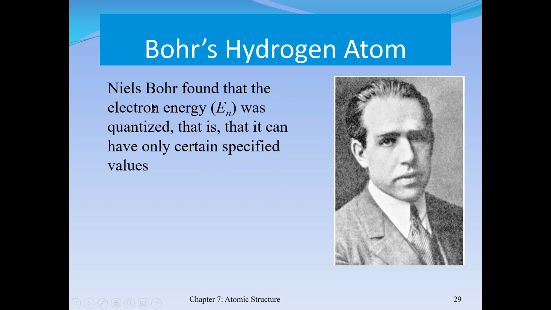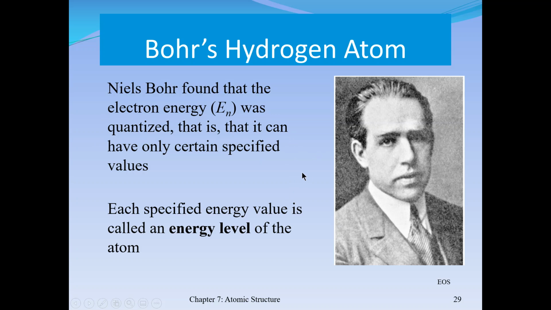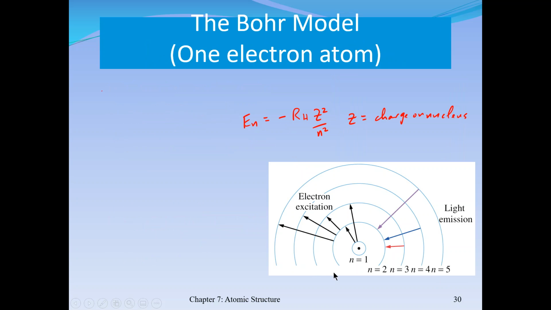the hydrogen atom. So Bohr, based on what was discussed before, found out that the electron energy is quantized within an atom. In other words, the energy of an electron can only have specified values. Each specified value is called an energy level of the atom. Based on that idea, he came up with this model: an atom with the nucleus at the middle, and electrons traveling in well-defined orbits surrounding the nucleus. In some textbooks, they call this the planetary model.